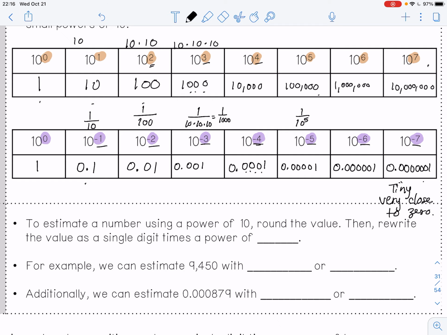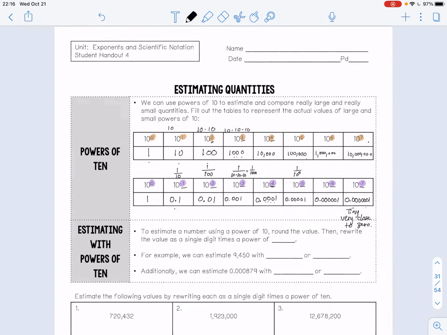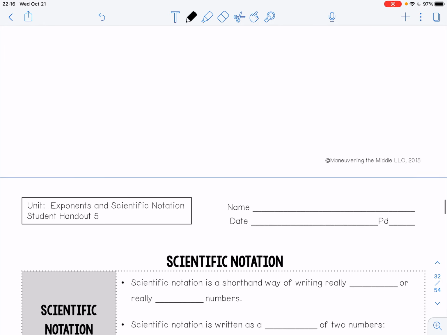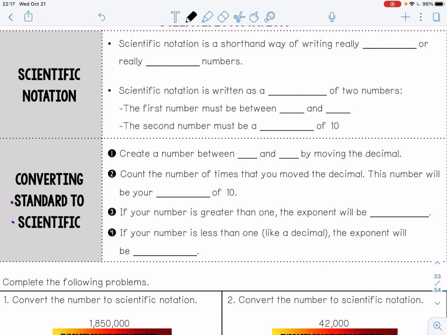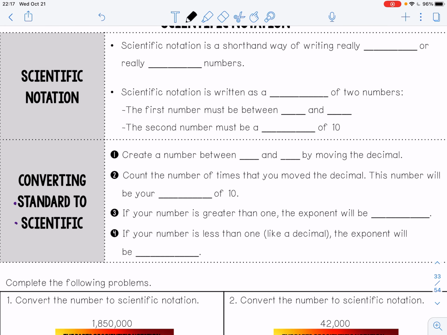Okay, so on the next part, we're going to skip down here to the scientific notation part. Let's talk about, I sort of told you guys this today, but let's make sure we know what all the terms are. So scientific notation is a shorthand way of writing really big or really small numbers. Scientific notation is written as a product. Remember, a product is the answer to a multiplication problem. The product of two numbers.